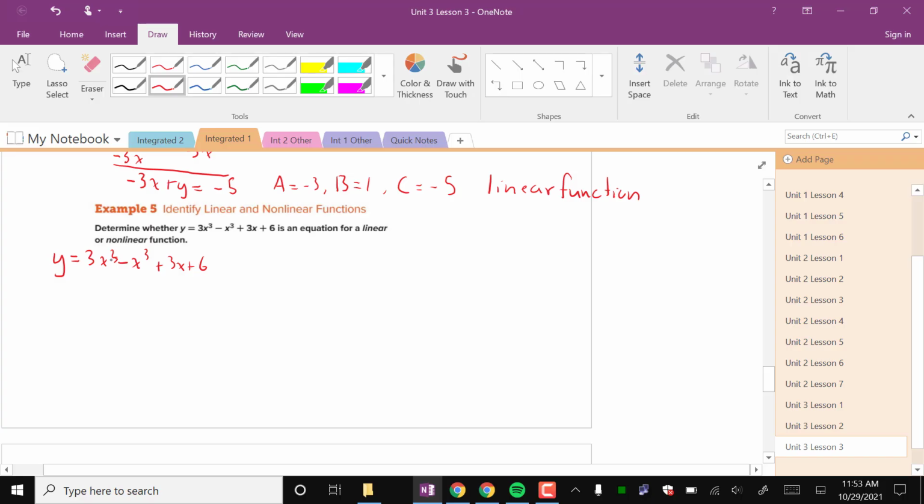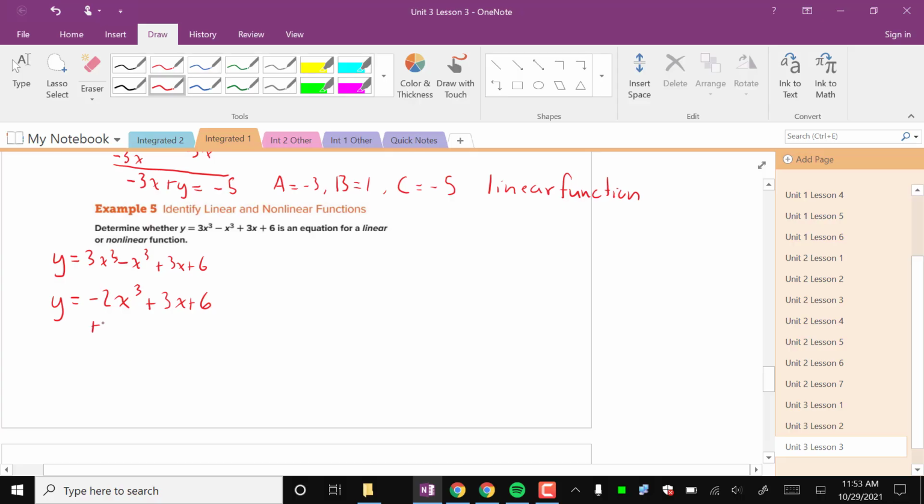I notice that I have the same power here, so that means these are like terms. So 3x to the third minus x to the third gives me 2x to the third. So it gives me y equals negative 2x to the third plus 3x plus 6. Now I've simplified as much as I can. Now I want to try to get it in the form of ax plus by equals c.